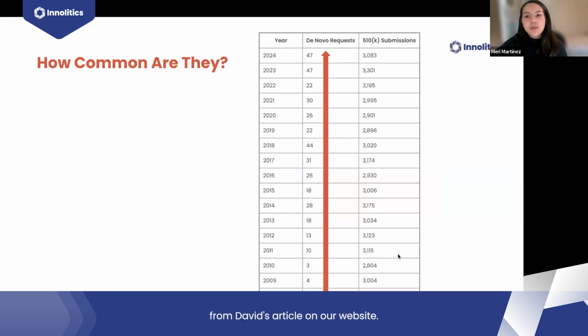And this table is actually from David's article on our website. I really liked it because it shows that there has been an increase in the number of de novos since 2008, while on the 510(k) side, all the years they really stayed at around the 3,000 number. So that's really interesting, that we are seeing an increase in the number of de novos. I do wonder if it's going to keep going up, or if we're going to reach a threshold one day where there just aren't as many new device categories. But yeah, I just thought it was a very nice and interesting table.